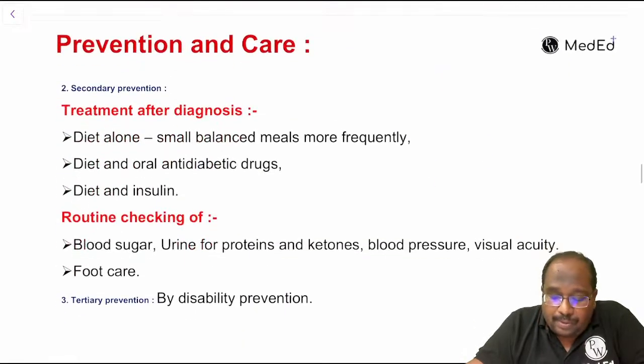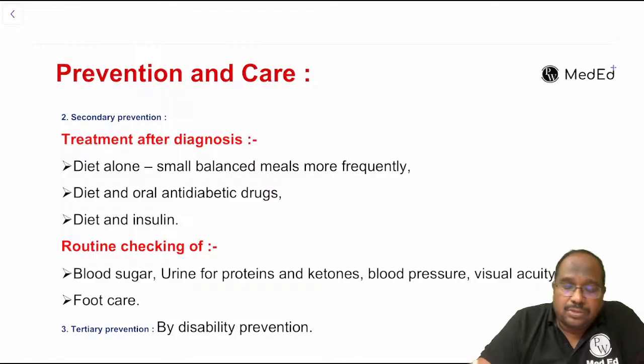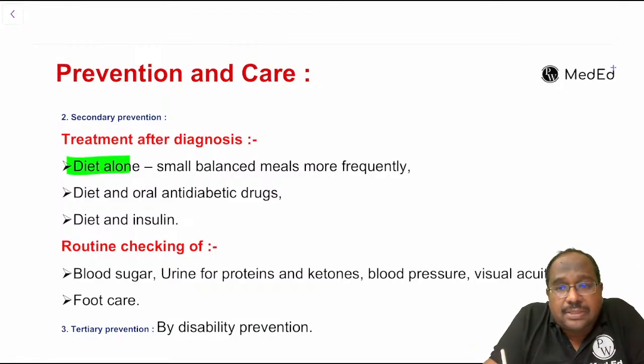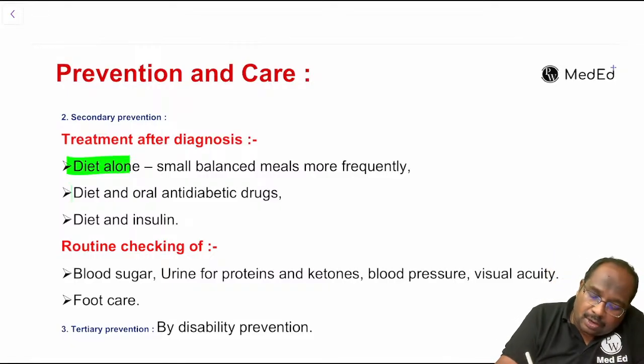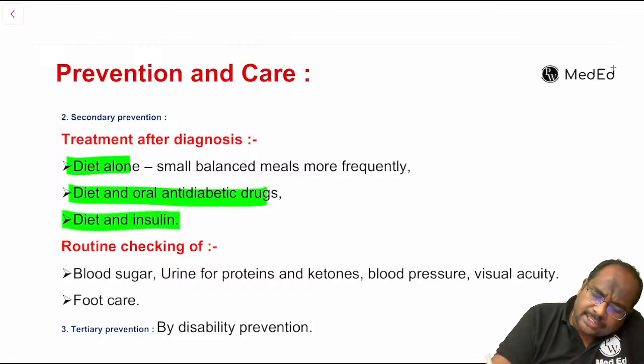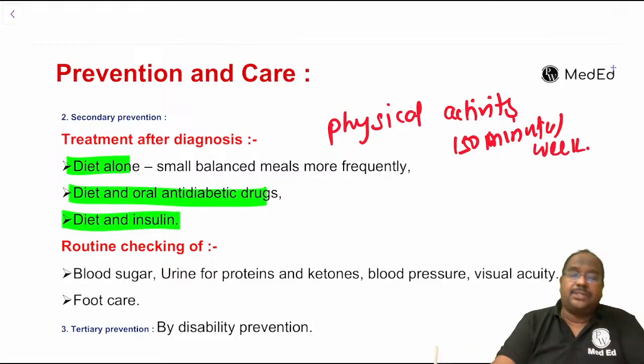Now, what about secondary prevention, early diagnosis and treatment? Secondary prevention means you have to focus on diet, so low glycemic index foods. Along with diet, you can use anti-diabetic drugs, insulin, and also exercise, some form of physical activity. WHO recommends a minimum of 150 minutes per week.